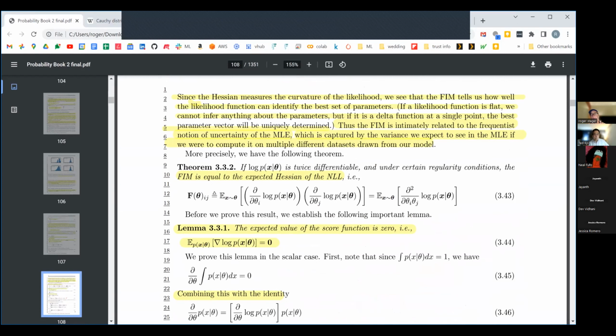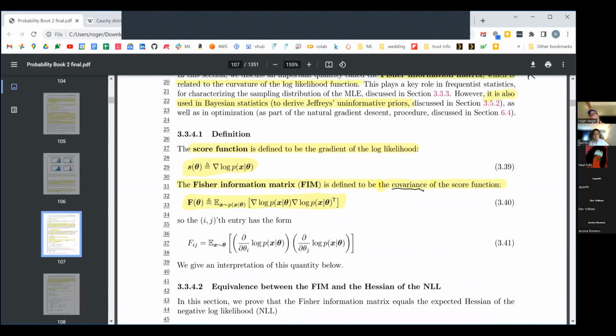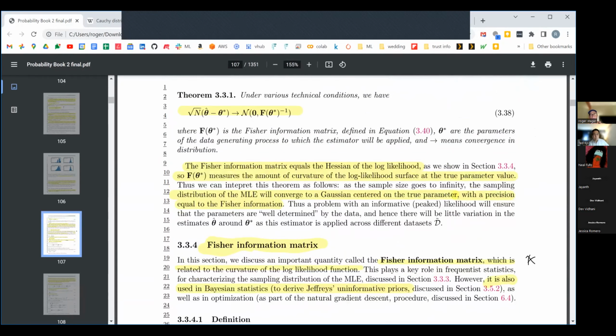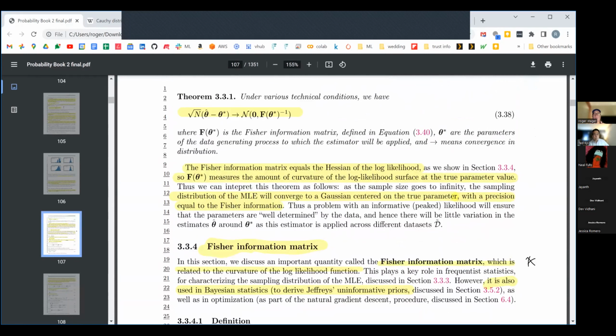Yeah, I have a question. So equation 3.38, right, which was right above on page 107. So this F theta star, that's the Fisher information matrix, right? Is that the precision in some sense? Like, the inverse of variance is the precision. So is this what this represents to some extent? Just thinking out loud. I don't know if anyone has any thoughts on that.